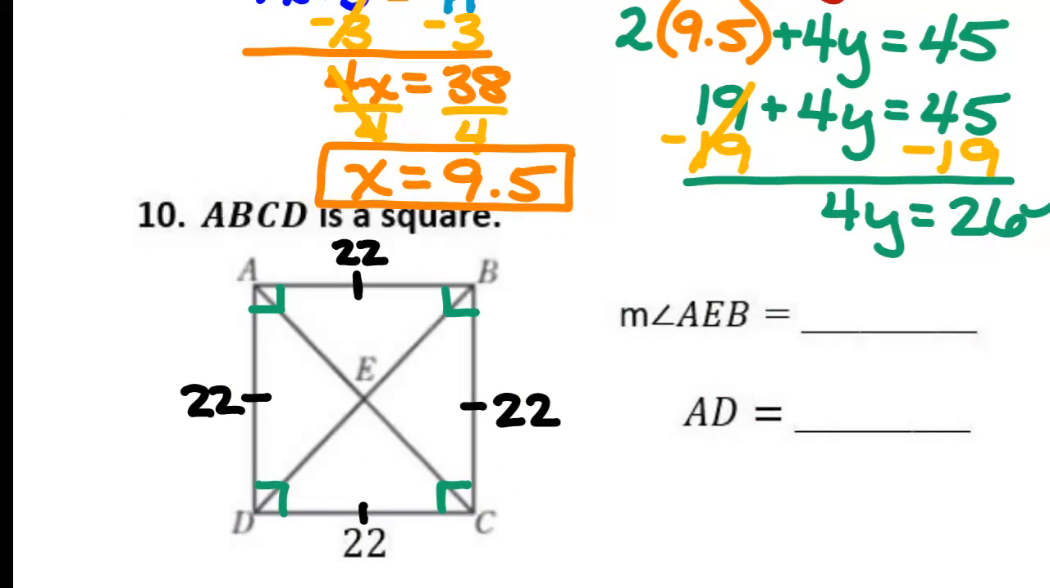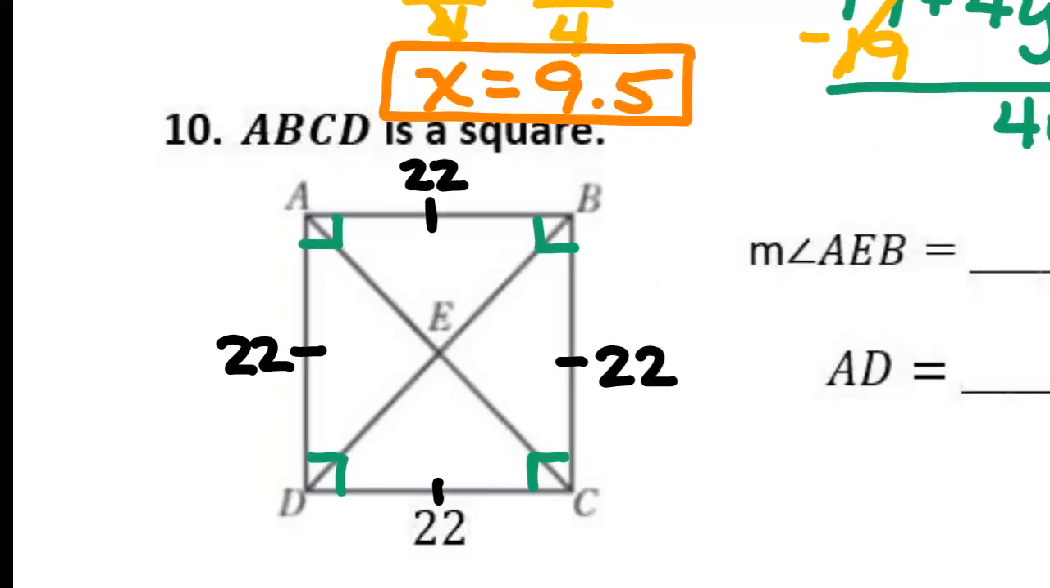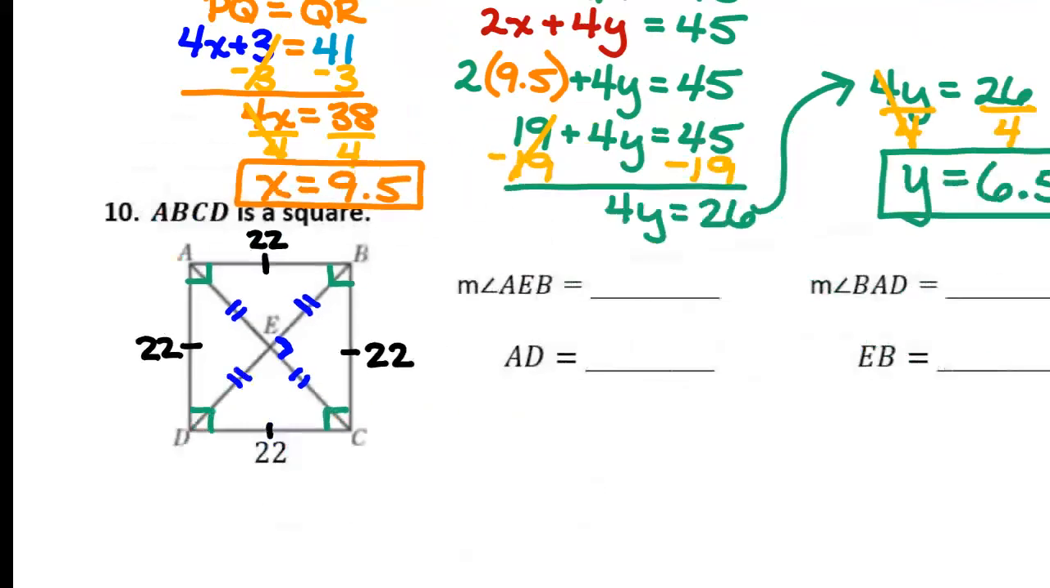What are the diagonals doing to each other? They're cutting each other in half. And what else is true about those diagonals? They're congruent. So all four little pieces in here are congruent. What else is happening with those diagonals right where they meet in the center? They're perpendicular, so they're making a right angle right here.